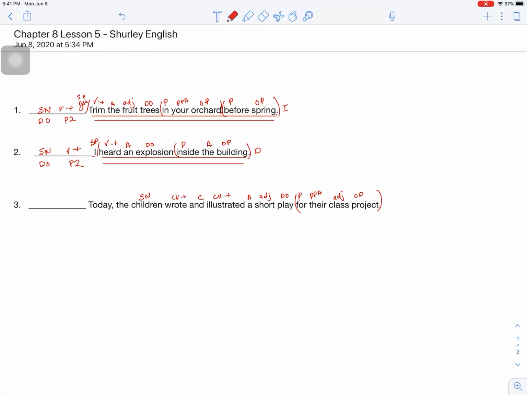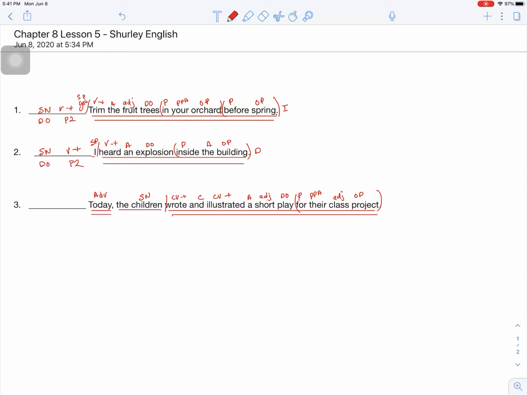PPA. And then the last one we have, wrote and illustrated when? Today. That is an adverb because it's modifying your verbs. And that also would be part of your predicate. You see that? It's an interjection. Not quite an interjection, but an adverb. And then the children would be your subject. And we split over here, and we have the rest of the predicate there.